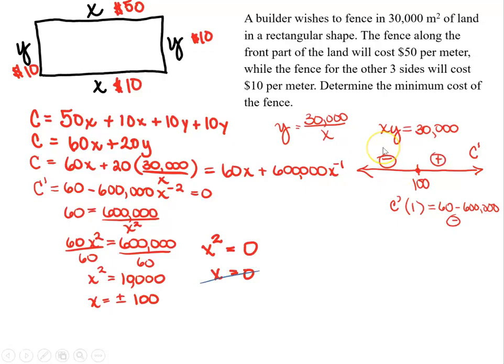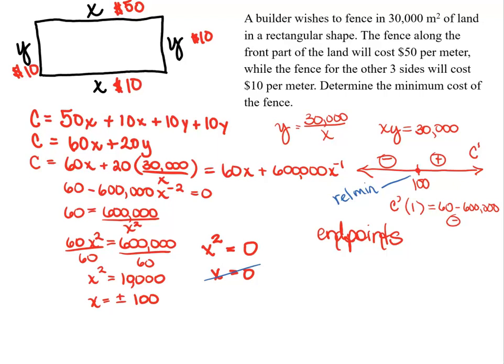So anywhere my first derivative changes from negative to positive, that is going to be a relative minimum. And since that's my only minimum, then that is going to be my absolute minimum. Now, remember that you always have to check your endpoints.